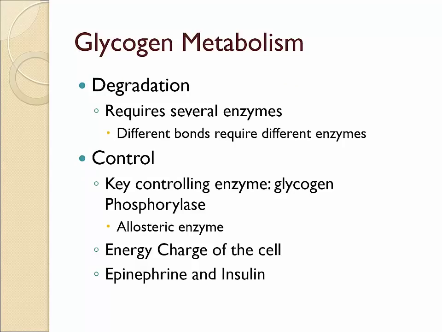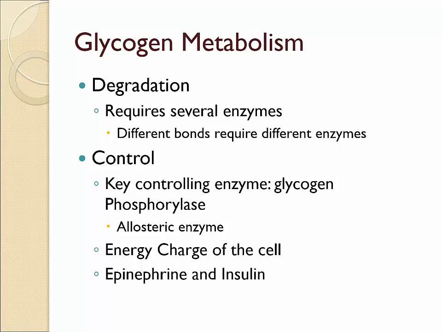So glycogen metabolism is going to require quite a few different enzymes for degradation. Now we're really going to be focusing on two, but there are a host of other enzymes that deal with the different aspects of a glycogen molecule. Our key controlling enzyme is going to be glycogen phosphorylase. This is just shortened to phosphorylase.